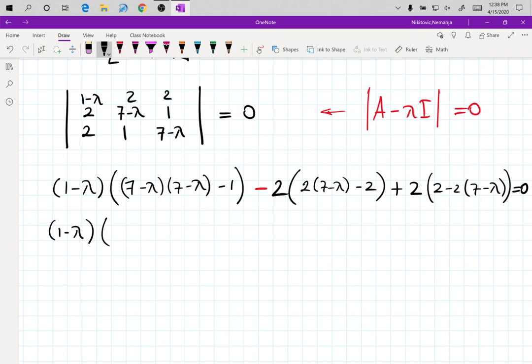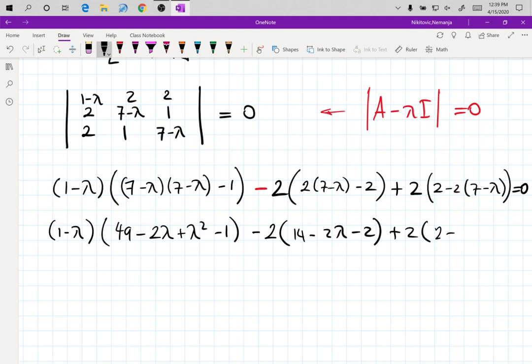What do we have here? We have 49 minus 2 lambda plus lambda squared minus 1, minus 2 times 14 minus 2 lambda minus 2, plus 2 times 2 minus 14 plus 2 lambda, equal to 0. I'm going to get cross-eyed over here because I am keeping one eye on the chat to tell me when I make a mistake. Not if, but when I make a mistake. And I'm trying to solve this at the same time.